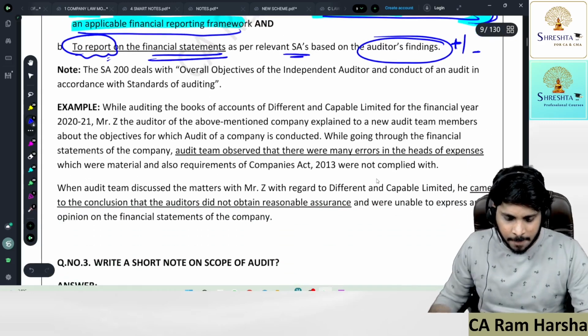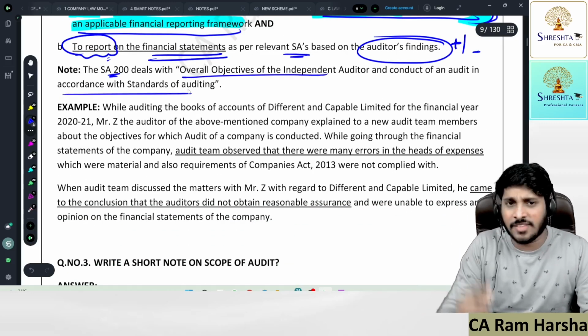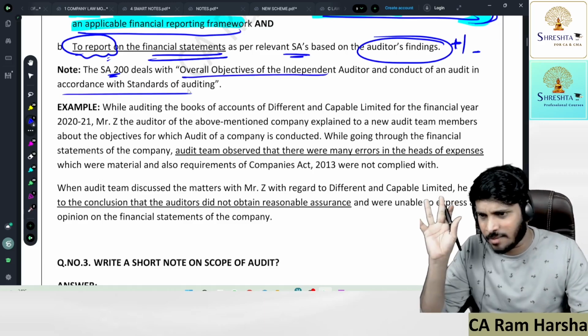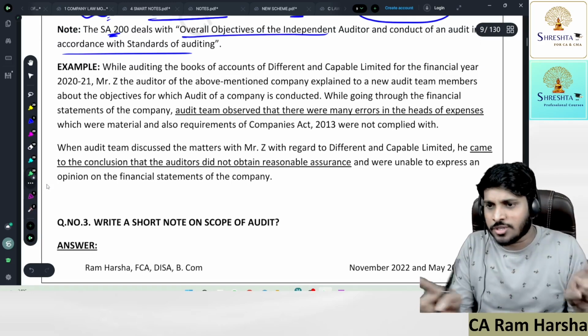Now, an example. What is SA 200? The heading of the standard we have given here clearly. That is not relevant from the exam point of view. Now, see this example. With this example, we will close this session.